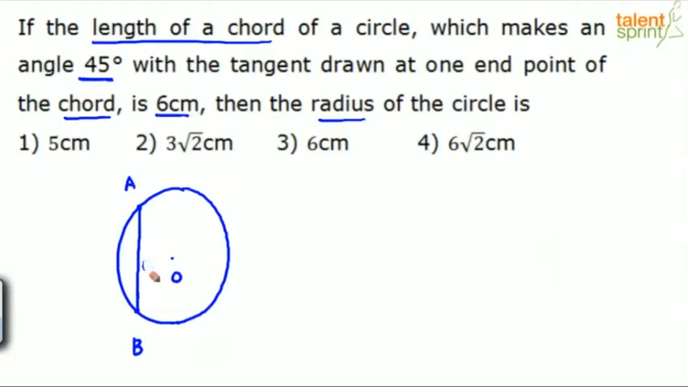Now he says this chord makes an angle of 45 degrees with a tangent at one of the endpoints. So you either take a tangent at the point A or take a tangent at the point B. Let's consider a tangent at the point A. Tangent to this circle. So this is the point of tangency, point A. Now this chord makes an angle of 45 degrees with this tangent. This is 45 degrees, he says. So this angle is given as 45 degrees.